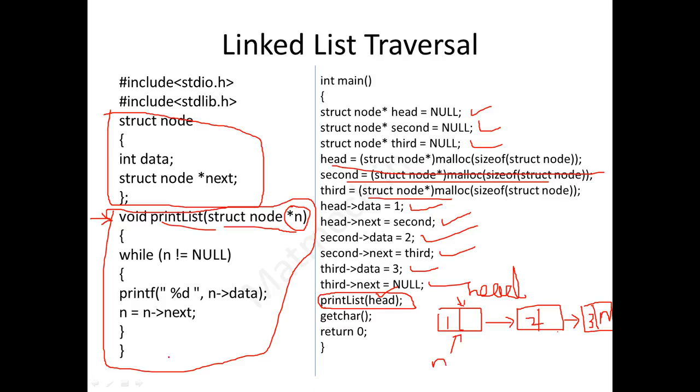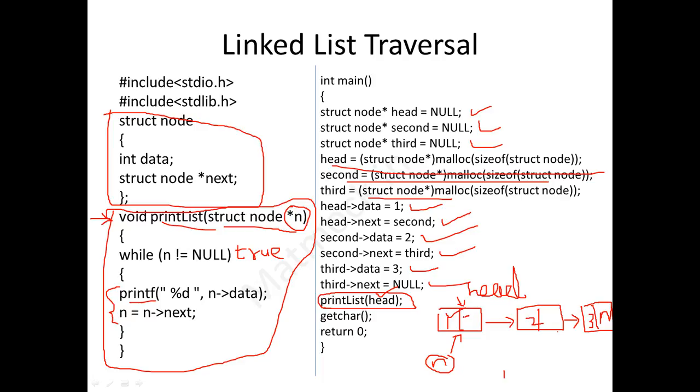Now what will happen? We will check if n is null. Right now n is pointing to this node, hence it is not null, so this condition is true. If this condition is true, then go inside this while loop and execute these two things. Printf, what will it print? n of data. The data is 1, so the output will be 1. And now n is equal to n of next. In pointer assignment we have seen what happens with this: n will point to where n of next was pointing.